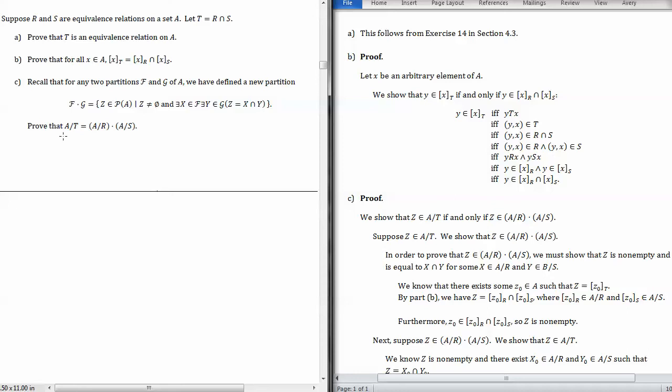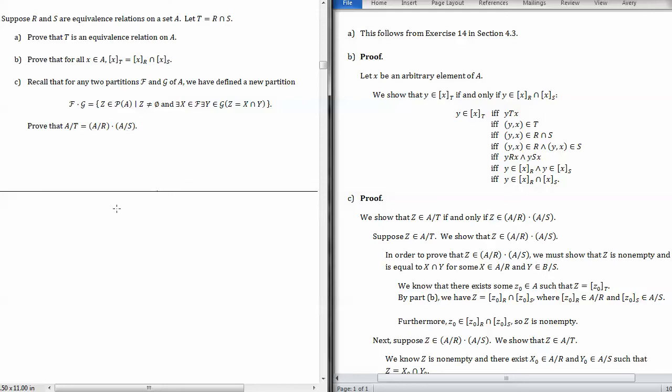And we are supposed to prove that the partition A modulo T, right? We've proved that T is an equivalence relation, so we know that this, which is the set of all T equivalence classes, is a partition of A. So show that that partition is the dot product of the partition you get from the relation R with the partition you get from the relation S.